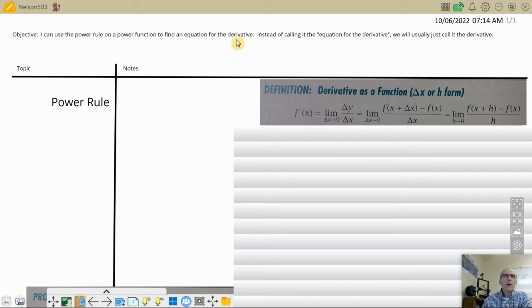Now, you might say, why is he saying equation for the derivative? Remember what we were doing yesterday? We were finding a numerical derivative graphically. We were having Desmos magically calculate the slope at a point, and then it's graphing that value as a y value at each one of the x values on our graph. And so we're seeing a picture for the derivative, but we're not really getting an equation for the derivative.